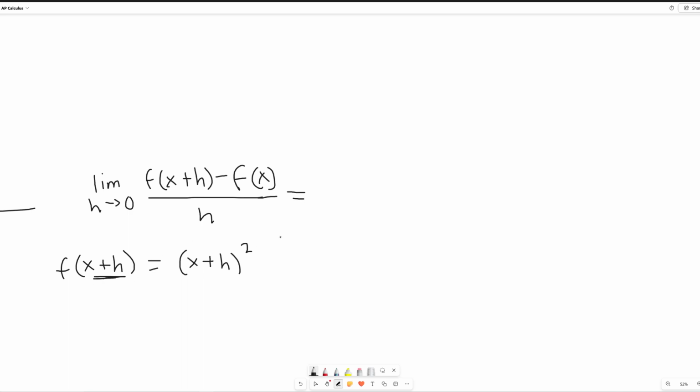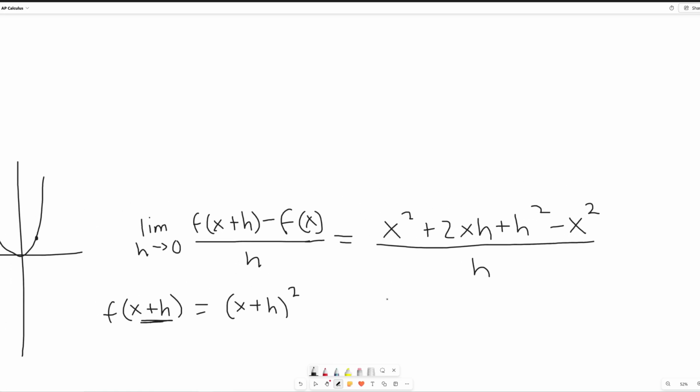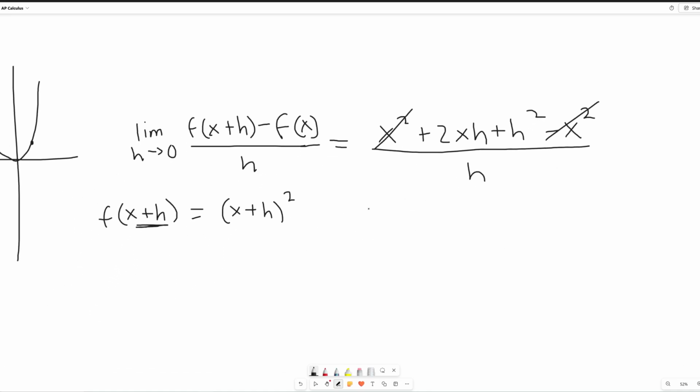F of x plus h is x plus h squared, which I'm just going to simplify right now. You can FOIL it out: x squared plus 2xh plus h squared. Minus f of x, so we're just going to minus the x squared, over h. Now, x squared and x squared cancel out. So you're left with the limit as h approaches 0 of 2xh plus h squared over h.